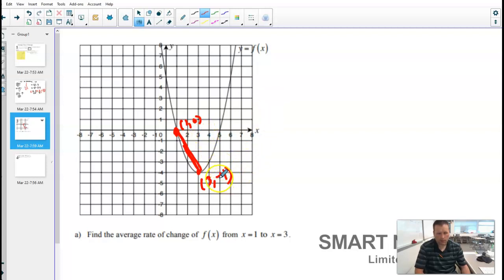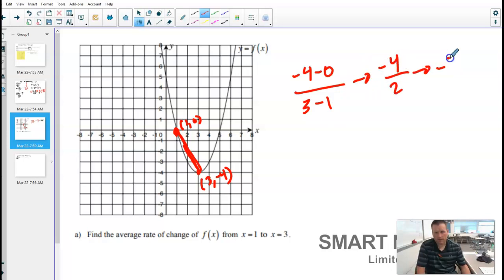So again, I can go my y2 minus y1, that'd be -4 minus 0, all over my x2 minus x1, which is 3 minus 1. And this is going to give me -4 over 2, which is going to give me -2, would be my average rate of change. So on a graph, you already have your points. You don't actually have to find them. You just got to say, hey, here's this point, here's that point from 1 to 3 in my x values.